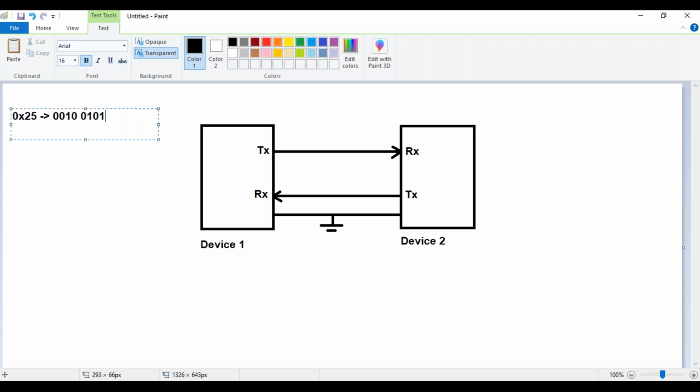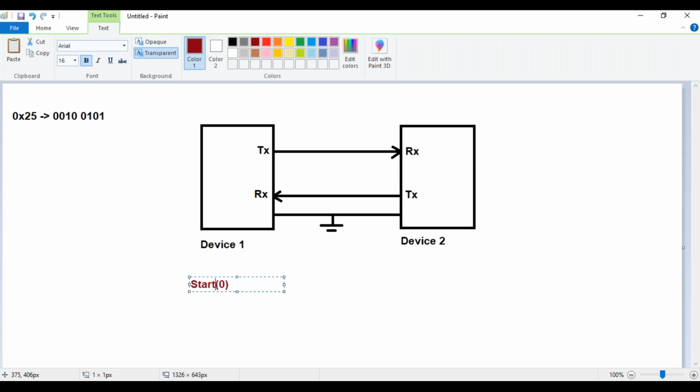No. There is no clock pulse involved, so I have to make use of a triggering mechanism. Before I start transmitting the data, the first thing I'm going to transmit is something called a start bit, and generally the start bit will always be a 0. Whoever wants to start the communication, that device is going to transmit a 0 at first. So that's a start bit.